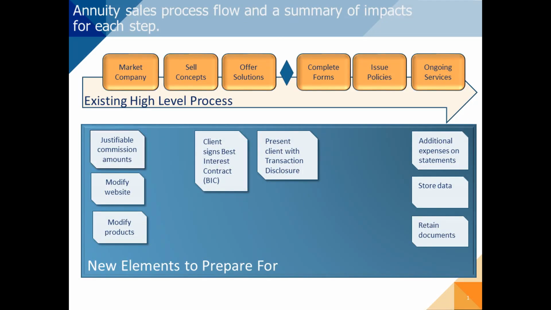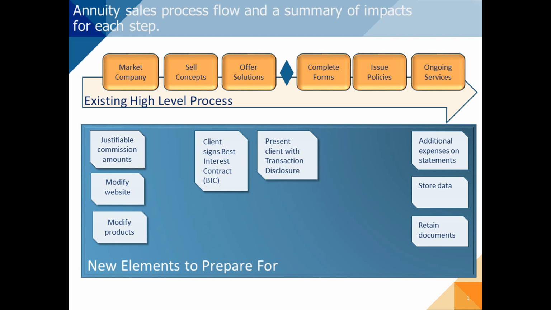So in this slide across the top, it really just shows the process involved in selling and servicing annuities. At the beginning, there's this marketing the company step, then there's selling concepts where an advisor would be selling concepts, then specific solutions or products would be offered. Then there's a decision point where the client would choose to purchase the product, then completing the forms, issuing the policies, and then ongoing services. So even though there's a lot of emphasis here on the sales side, there are also implied in many of these steps the service or the operational aspects of selling annuities.